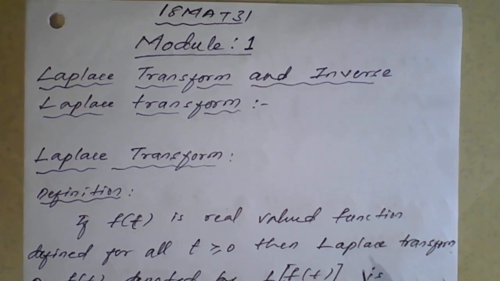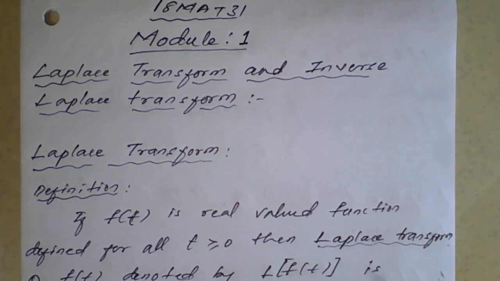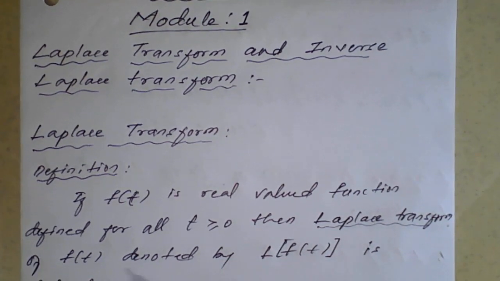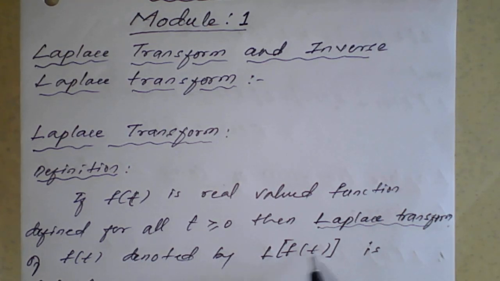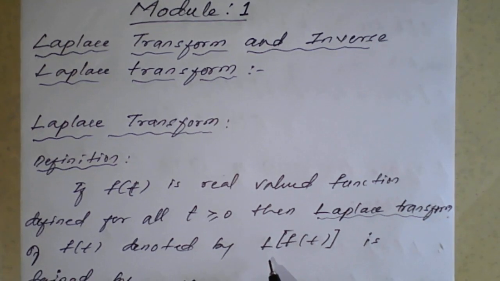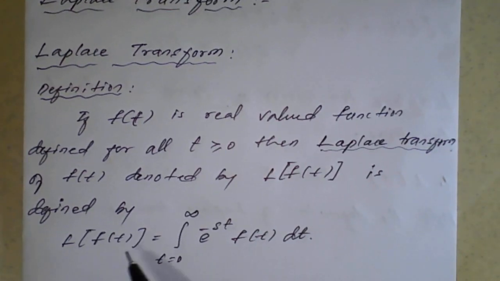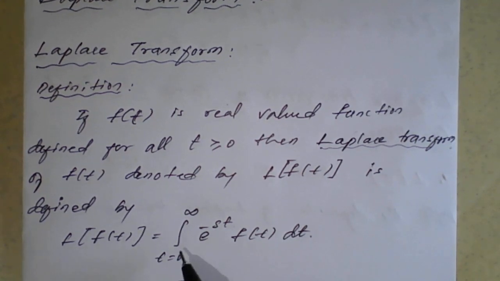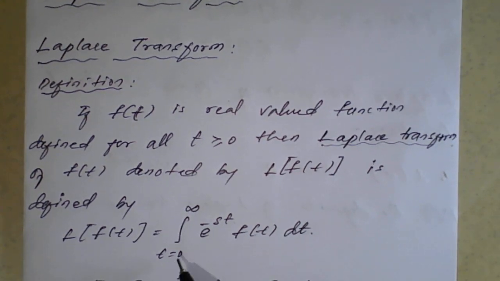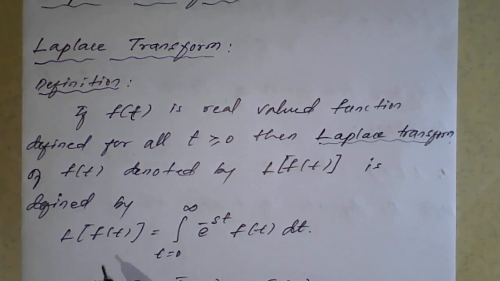Laplace transform is denoted by L of f of t. This L stands for the Laplace operator, and it is defined by L of f of t is equal to the integration from 0 to infinity of e raised to minus st times f of t dt. So this is the definition of Laplace transform.